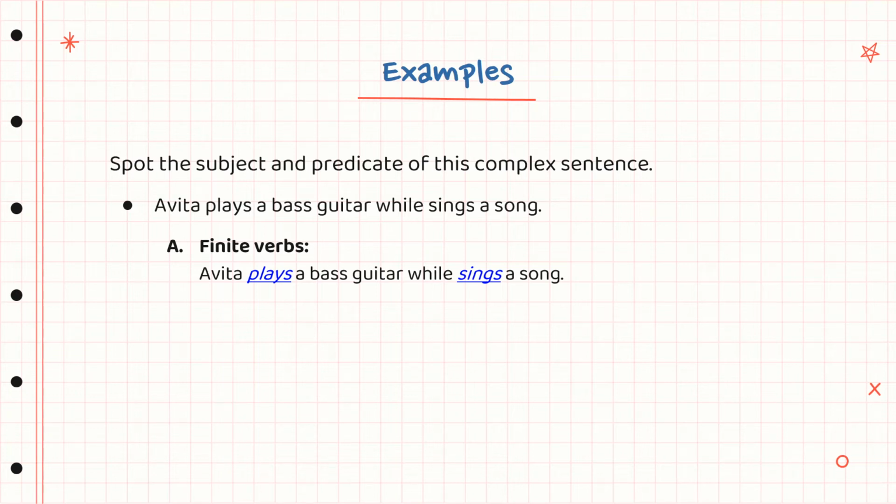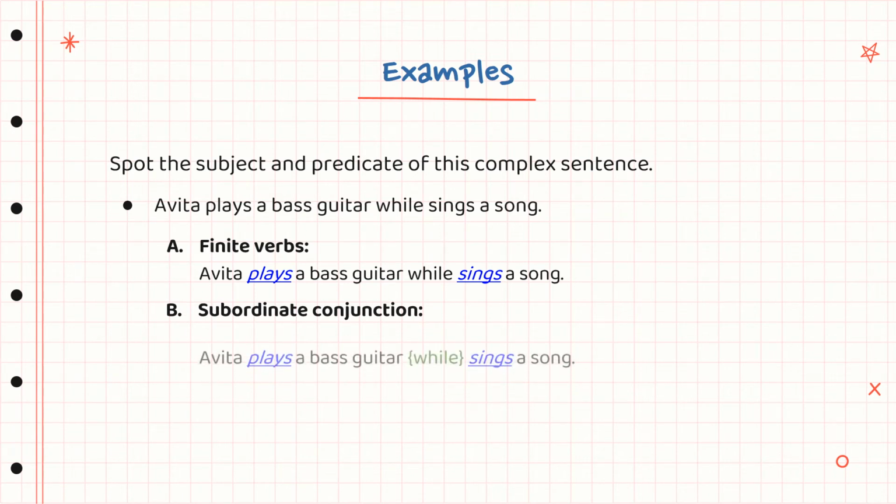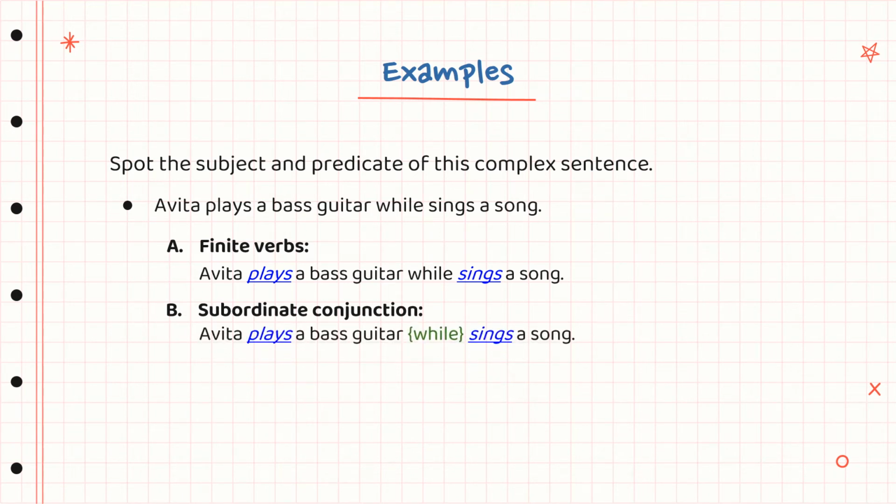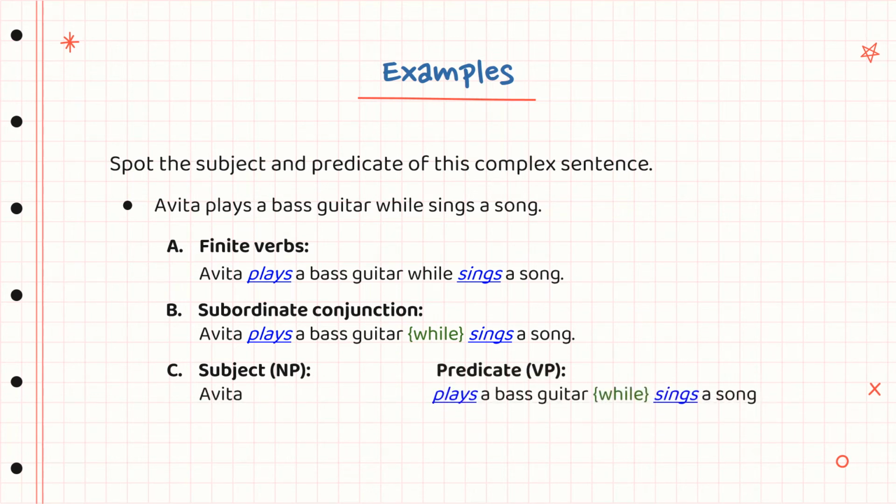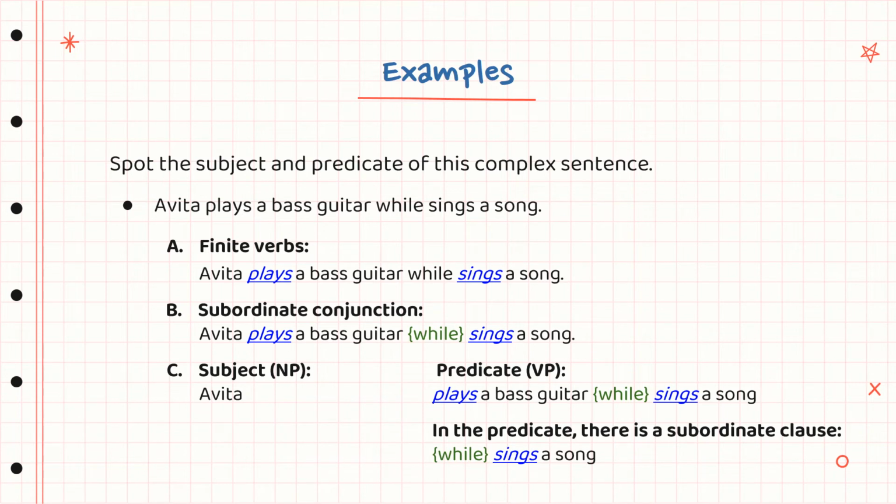Because this is a complex sentence, it uses a subordinate conjunction which connects the dependent clause with the independent clause. The subordinate conjunction in this complex sentence is "while." Furthermore, after checking the finite verb and the conjunction, we can easily spot the subject, which is Avita, and the predicate, which is "plays a bass guitar while sings a song." In addition, we can identify that in the predicate there is a subordinate clause, or it can be said as a dependent clause, which is "while sings a song."